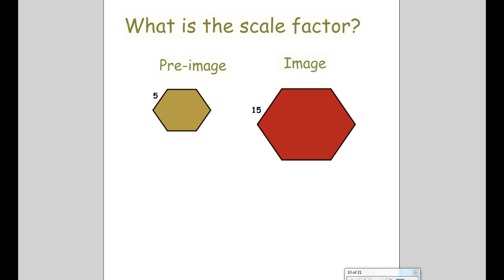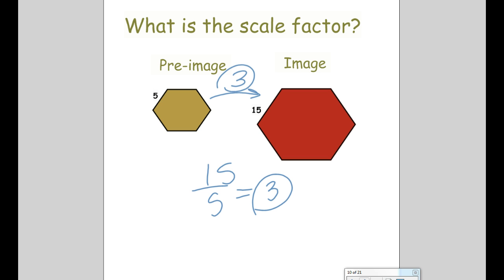Lewis, enlargement or reduction? Definitely enlargement. How much larger is it? What's the scale factor? It is 3. Where'd you get it? Did you say it? I just thought about it. But remember, how do you get scale factor? Blank over blank. Second over first. Second over first. Look at that. 15 over 5. What is 15 divided by 5? 3. That's how you get the scale factor every time.